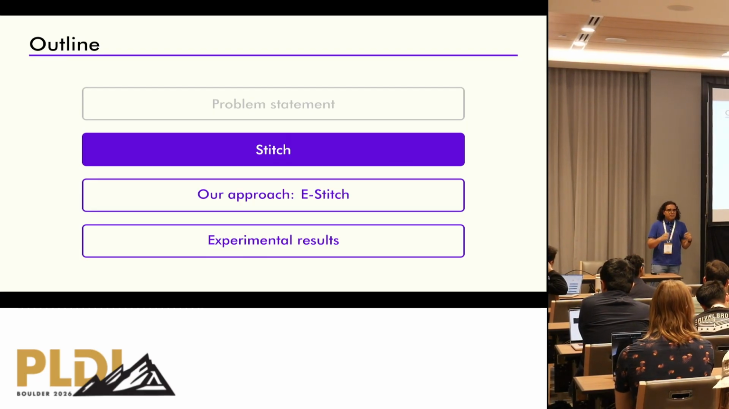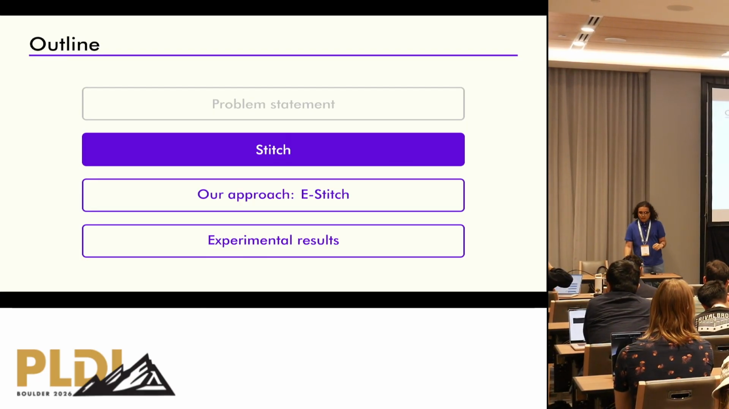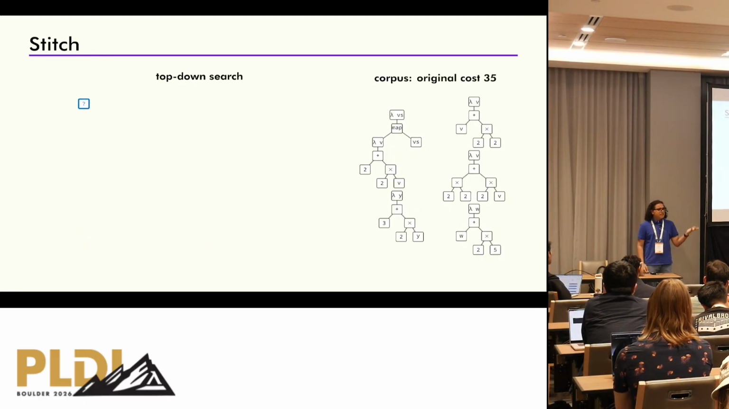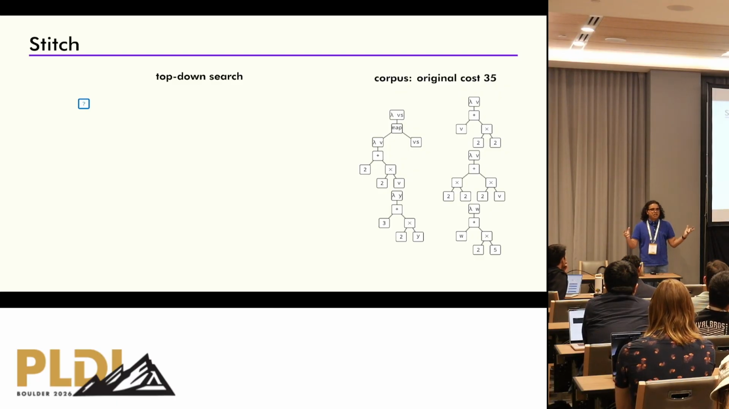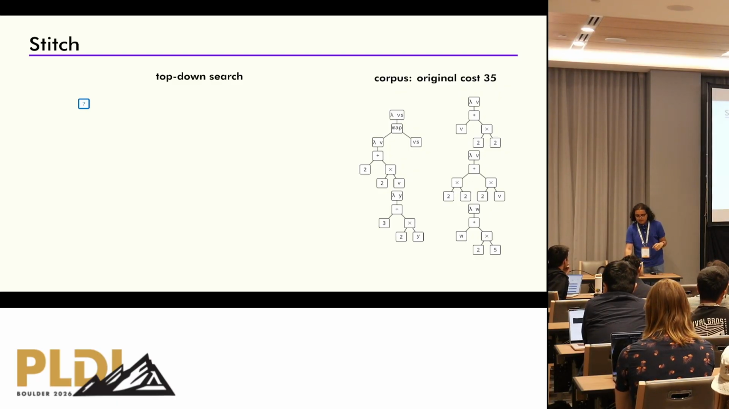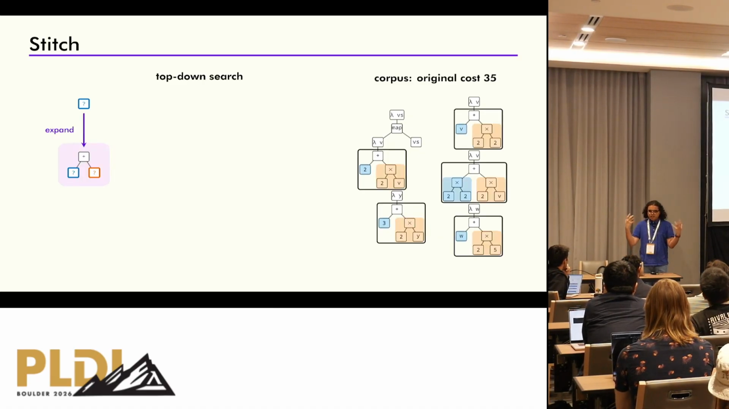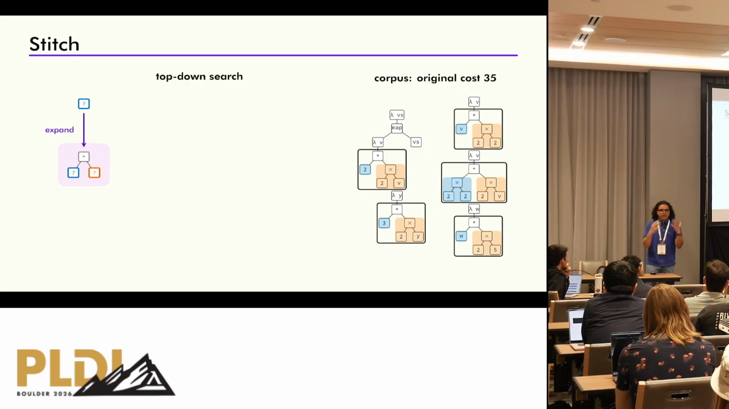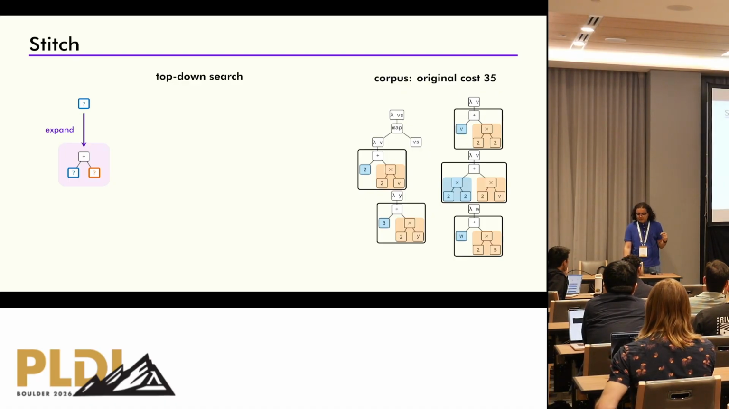Now that brings us to the most important piece of prior work, Stitch. Stitch is a top-down search. You start out with something that matches everywhere, and you make it more and more specific over time. Specifically here, we're looking at this expansion where we've got something that's a plus, and it matches at a variety of locations in the corpus, these 5 specifically.